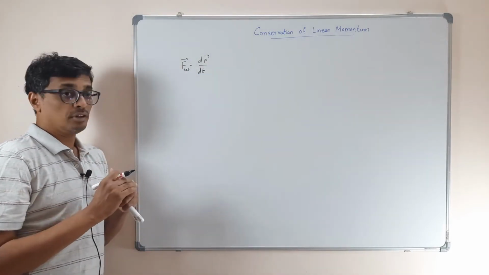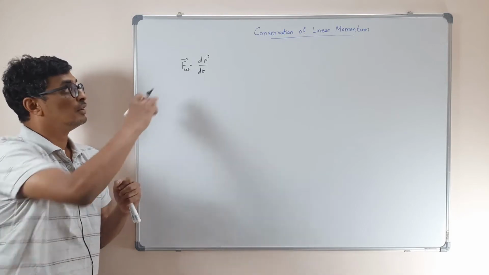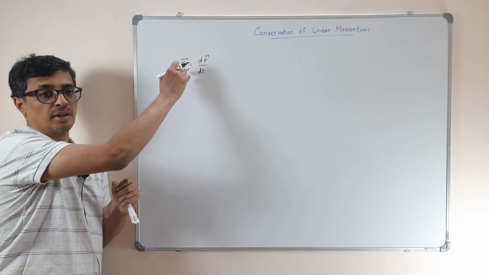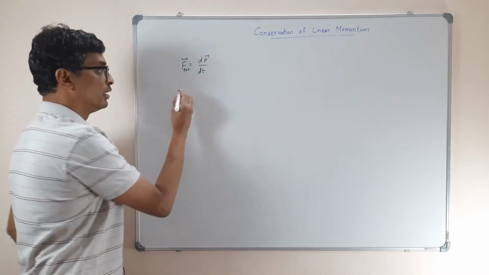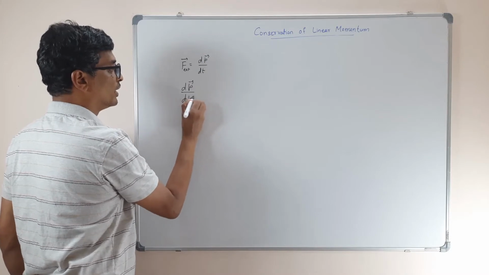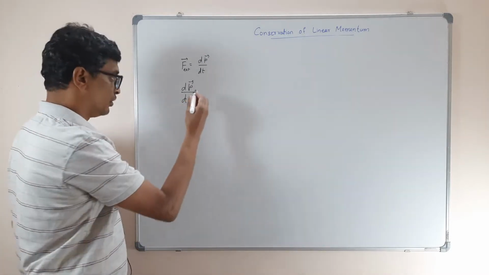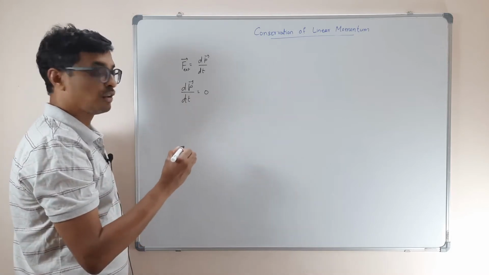Now if there is no external force, then what happens? dP by dt will be what, when there is no external force? It will be 0. Very good.